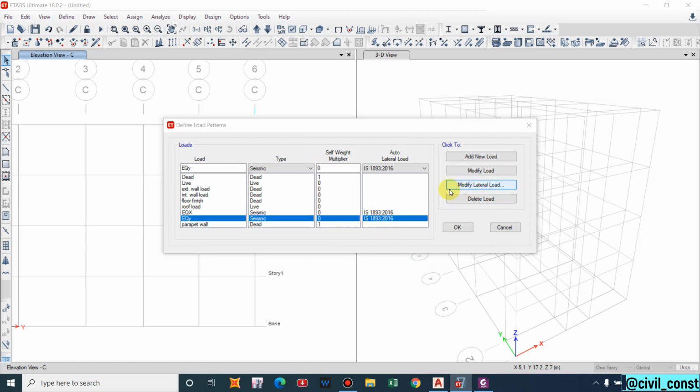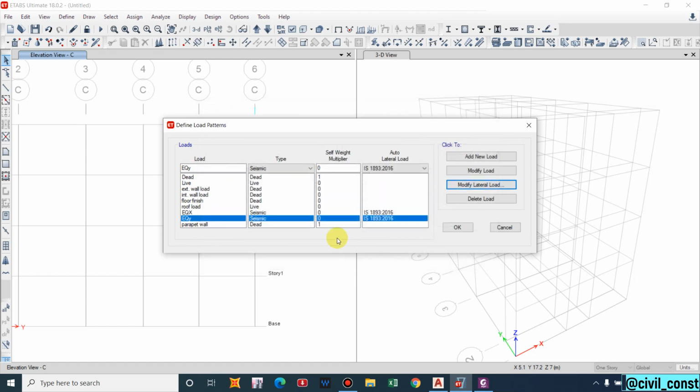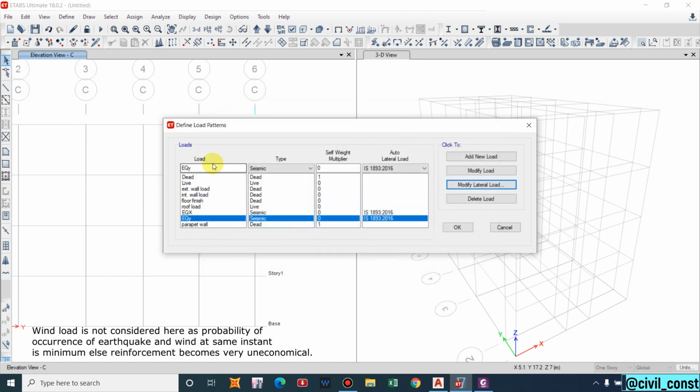Similarly for EQY, untick all x direction and tick the check for y direction plus eccentricity minus eccentricity. Other things will be same, that is 5, and go to approximate. There is no difference for approximate and user defined because we are taking 0.075. Okay. So load pattern defining has been done.